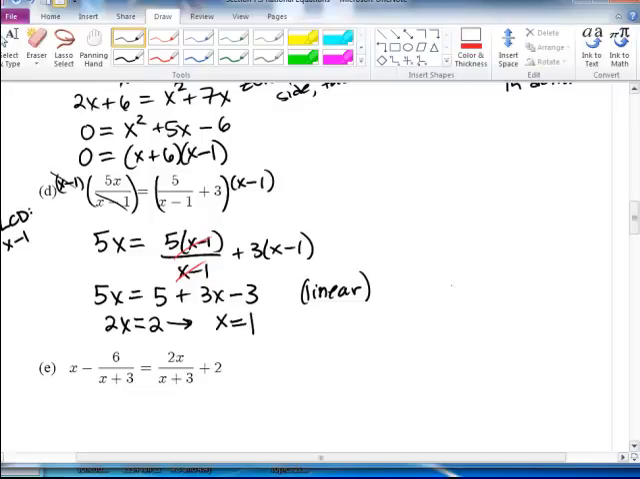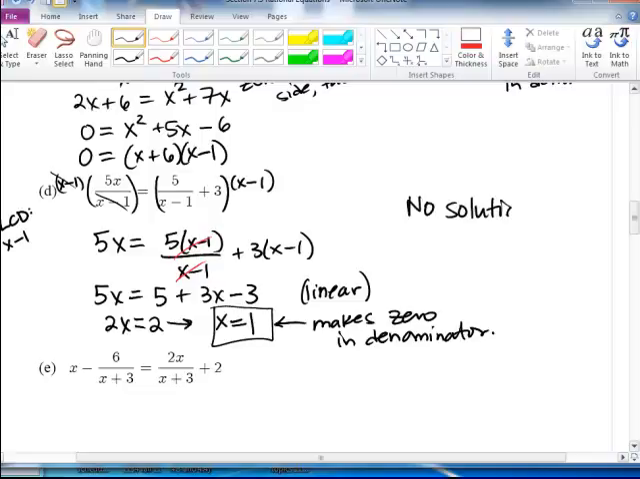But here's an example where that value that we came up with makes the denominator 0. So we don't get to keep it. So there are no solutions because the only possible solution gave us a 0 in the denominator. Right, so if you have a proposed solution that gives you a 0 in the denominator, that is not actually a solution because it would make the original expressions undefined. So in that example, we have no solutions.